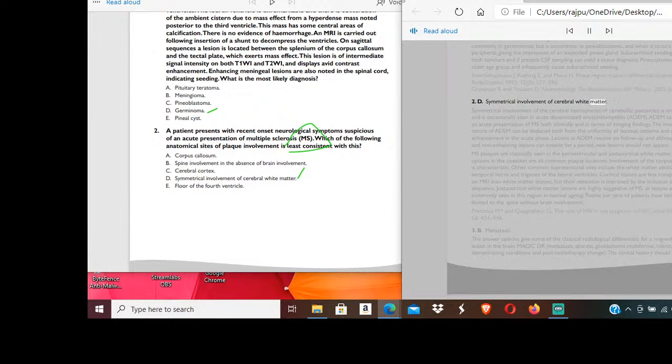Symmetrical involvement of cerebral white matter. Symmetrical involvement of the cerebral hemispheres or cerebellar peduncles is unusual in MS, and is occasionally seen in acute disseminated encephalomyelitis, ADEM. ADEM can mimic an acute presentation of MS both clinically and in terms of imaging findings.